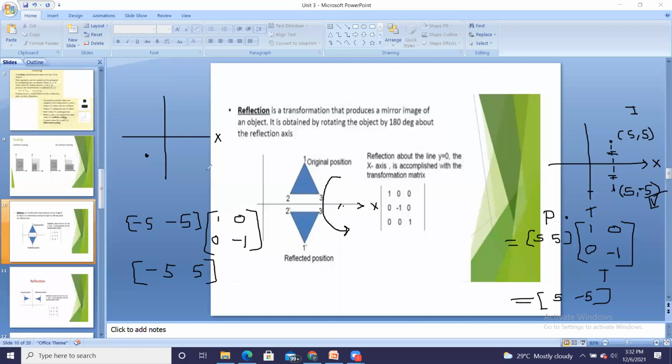Now I want to take its reflection along the x-axis, so the reflection matrix is the same, 1 0 0 -1, and the resultant I got is -5, 5. Now plot this point, -5 and 5. So x is -5 and y is +5, y is positive, so it will lie somewhere over here. Whether I am getting the reflection of this point? Yes, I am getting the reflection of this point along the x-axis.